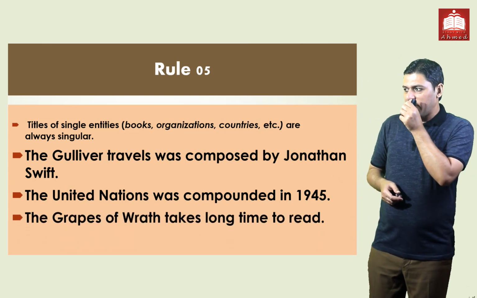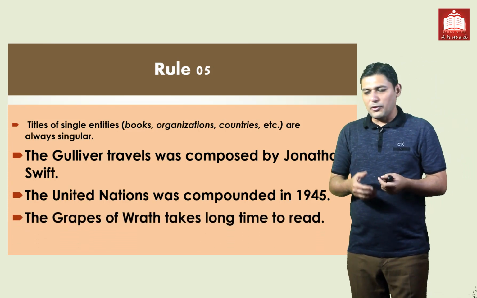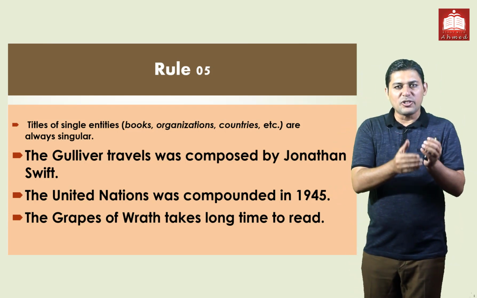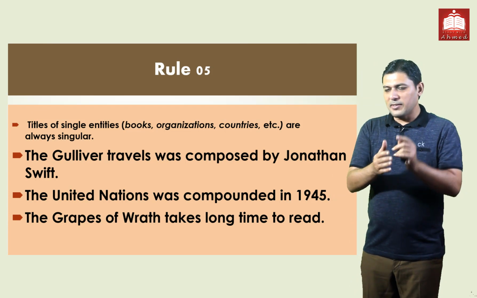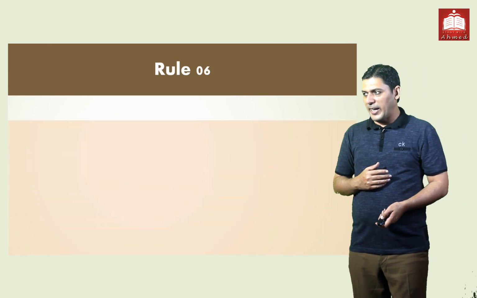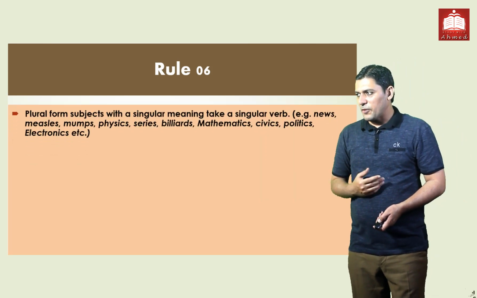The Grapes of Wrath takes a long time to read. This is also name of the book है, and whether we have S or ES उसकी काफ़ी जल्दी हो सकती हैं, और but the entity recognition is 1. So rule number 5 we were discussing. Rule number 6 we have.